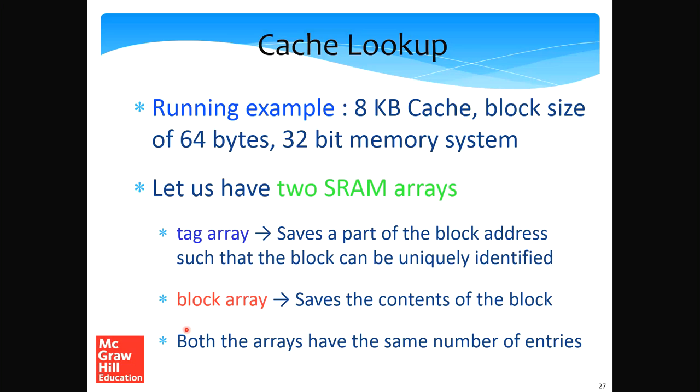Alright, so what again is the configuration? It's an 8 KB cache, block size of 64 bytes, in a 32-bit memory system. Furthermore, inside the cache, let us have two SRAM arrays, two arrays of SRAM cells. Let's have a tag array which saves a part of the block address such that we can uniquely identify a block. So a tag array just contains a part of the address.